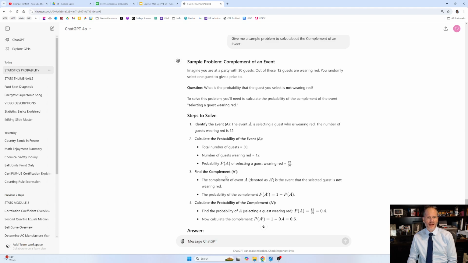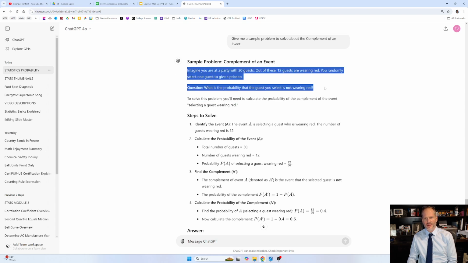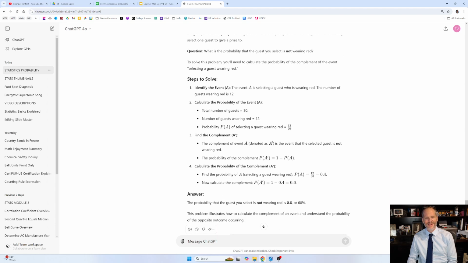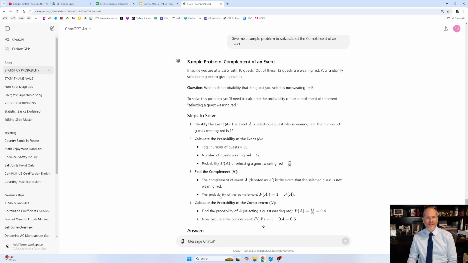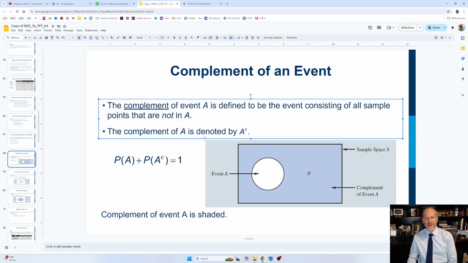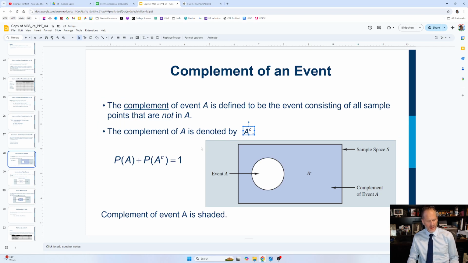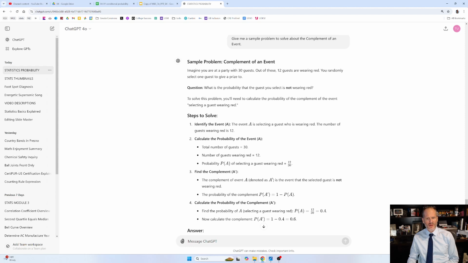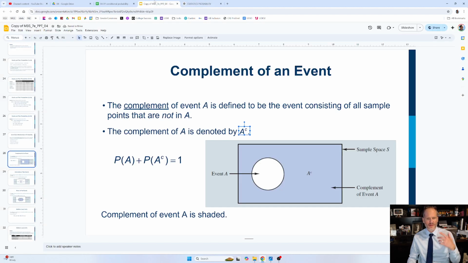But it's just kind of like thinking it through. It's kind of a logical thing. I don't know, when I just read this part here, I could kind of do all that sort of in my head, what needs to happen. And then here's the solution for that. So that is doing the complement of an event, and that's this picture here. And again, the complement of event A is defined to be the event consisting of all sample points that are not in A in that sample space. The complement of A is denoted by A^C here according to the textbook, but according to ChatGPT, it's denoted by an A with a little dash after it. So the complement of event A is shaded here. All right, that's the complement of an event.